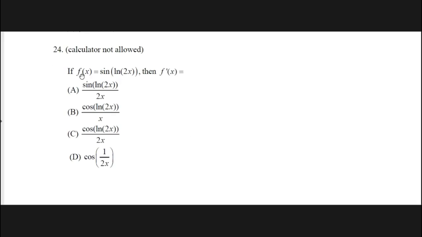Okay, and then 24 is just a derivative again. So you have if f prime of x is equal to the following. So again, you start on the outside and you work your way in. So the derivative of sine is cosine, times the derivative of the natural log. Well, the derivative of natural log is 1 over u times u prime.